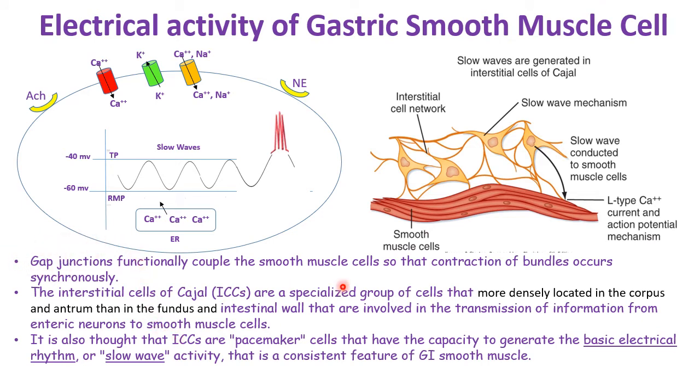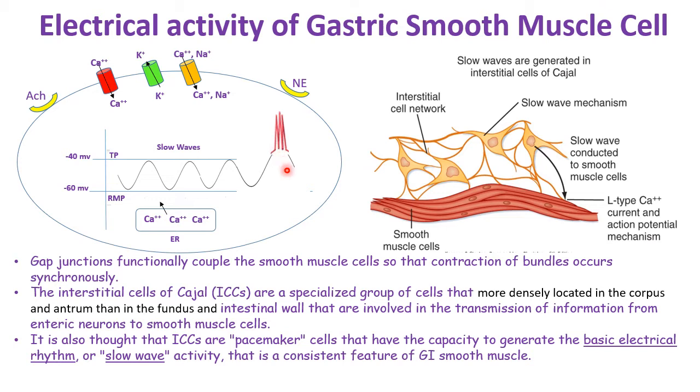And if we look at the interstitial cells of Cajal, these cells are considered the pacemaker. Why? Because they have the capacity to generate the basic electrical rhythm, or the slow wave of depolarization, that can occur spontaneously without the need for external stimuli. And as we mentioned, the resting membrane potential of the smooth muscle ranges from minus 60 to minus 40 millivolt, and this usually produces the slow waves of depolarization. And when we have entry of calcium from the L-type calcium channel in response to stimulation by acetylcholine, this will produce the spike potential, which will trigger the contraction of the smooth muscles.